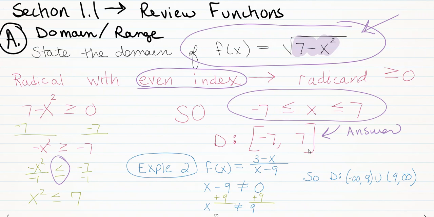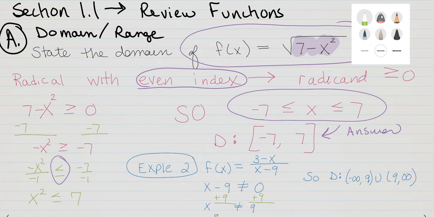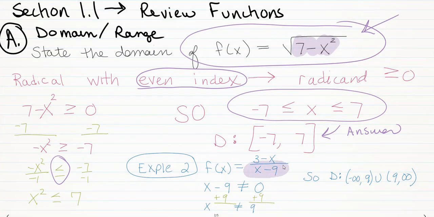Another type of domain question that we might have is a rational function, such as this f of x equals 3 minus x over x minus 9. Recall that for a rational function, so that's something that's written like a fraction, the problem area is that denominator, the bottom. Remember that for a fraction, we can't have a 0 in the bottom or in the denominator.